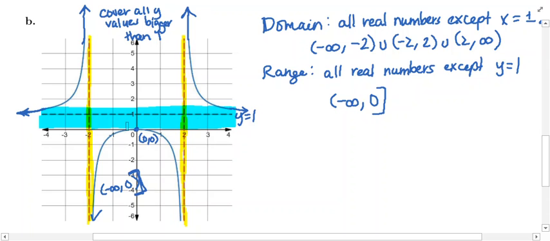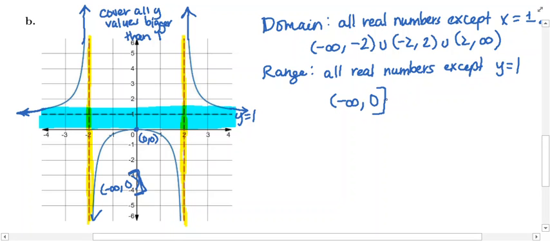So in between the origin and the horizontal asymptote, there's no blue curve there. So this gap that I've highlighted in blue, the y values between 0 and 1 are missing. And then after you go above the horizontal asymptote, y values bigger than 1 are covered by the leftmost and rightmost pieces.